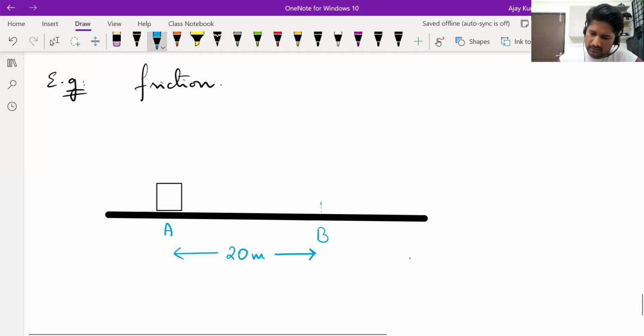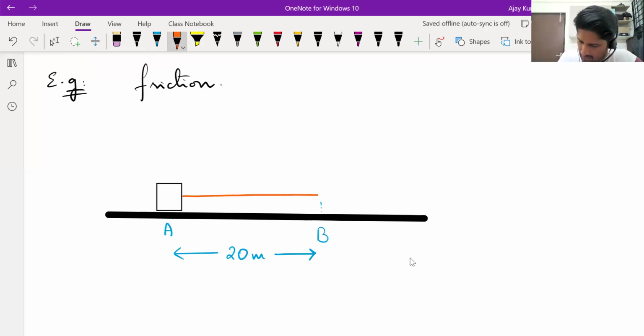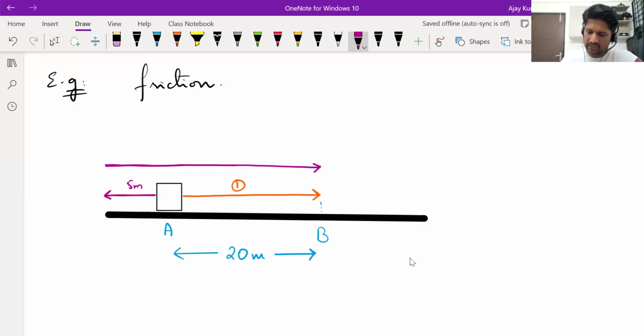So in one case, we will take it straight from A to B. That is case 1. In another case, we will drag it back by, let's say, 5 meters and then slide it forward till it reaches B. So along two different paths, we are taking it to the position B. We have to check if the work done along these two paths will be same or not.